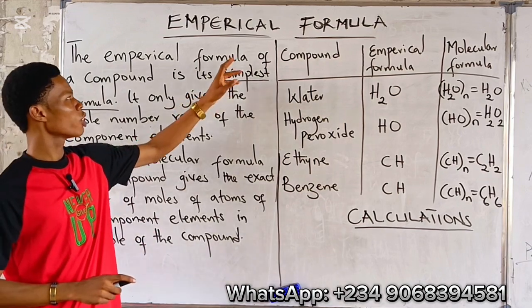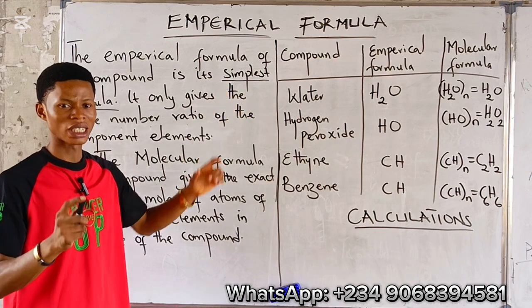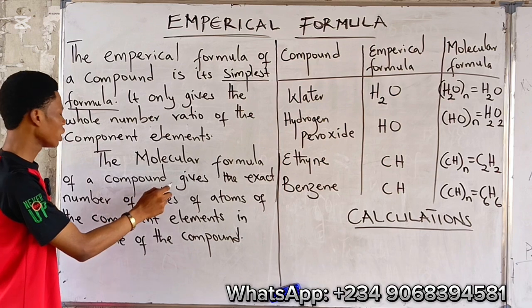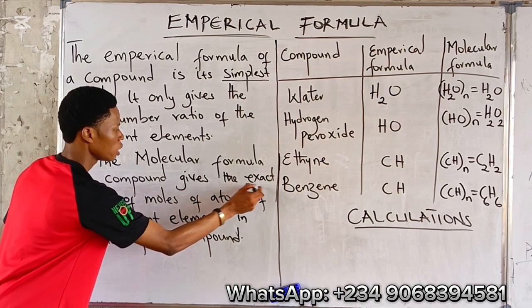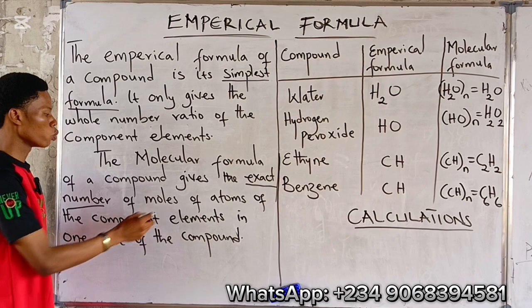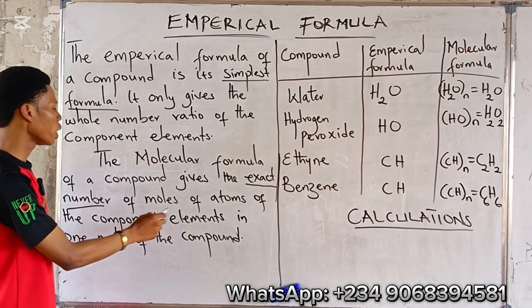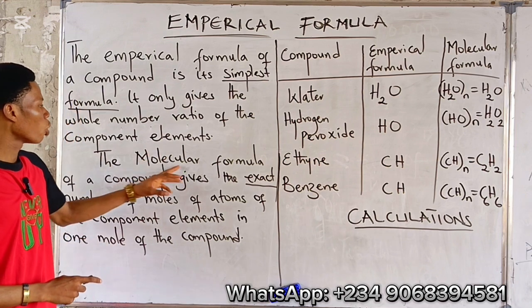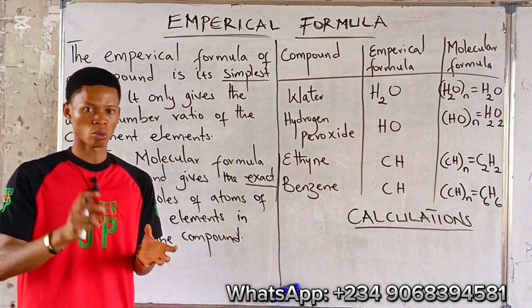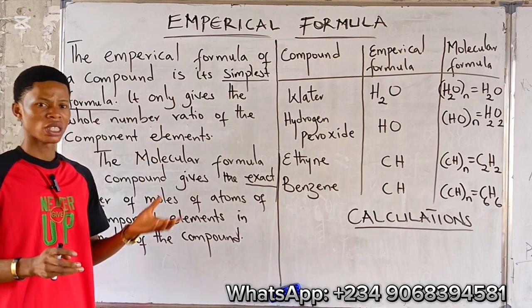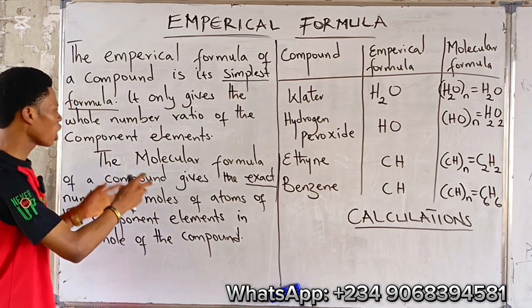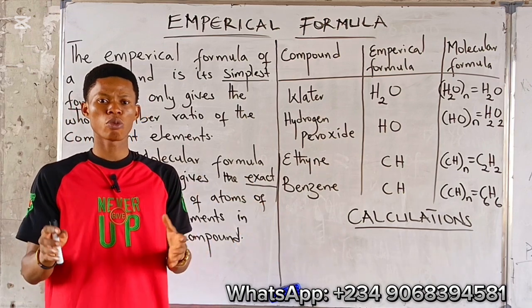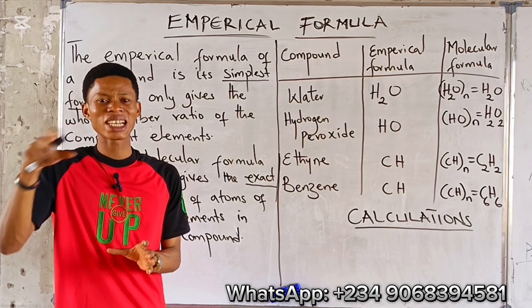So, having known that empirical formula is the simplest formula, what then is the molecular formula? Now, the molecular formula of a compound gives the exact number, look at this, the exact number of moles of atoms of the component elements in 1 mole of the compound. The empirical formula only gives the whole number ratio, but the molecular formula is like an expanded form of the empirical formula. So molecular formula gives more information of the exact compound.